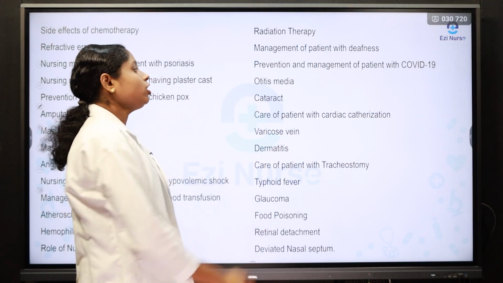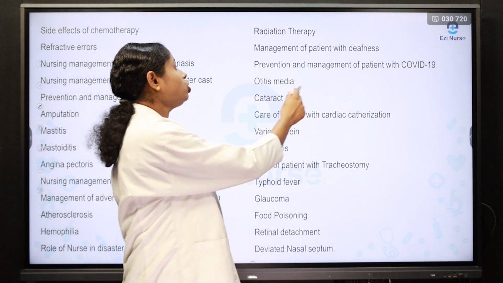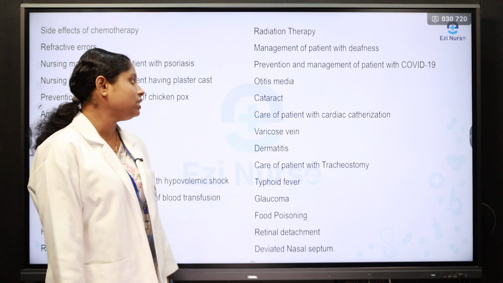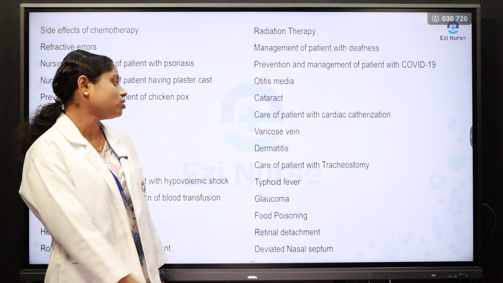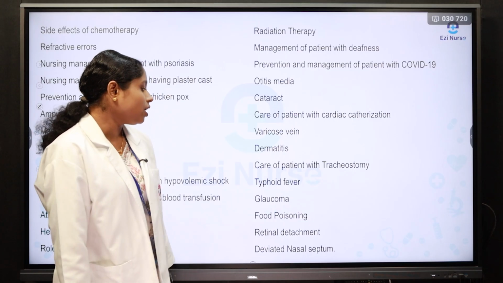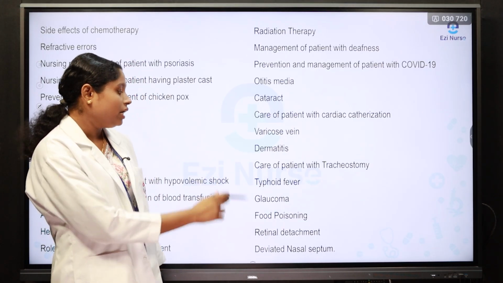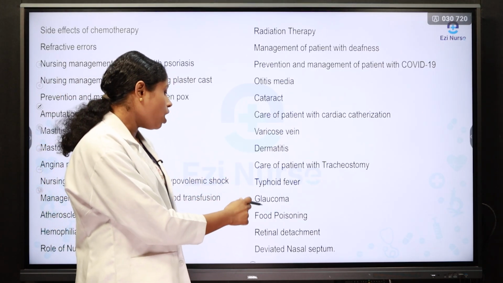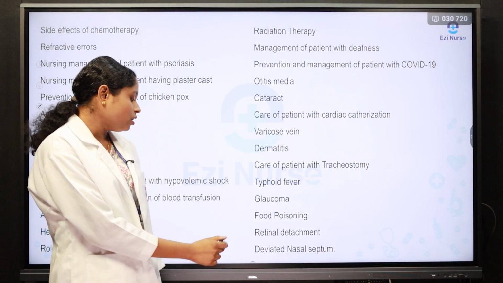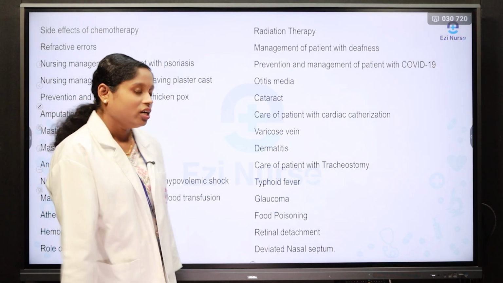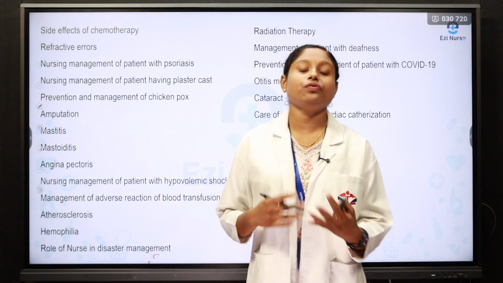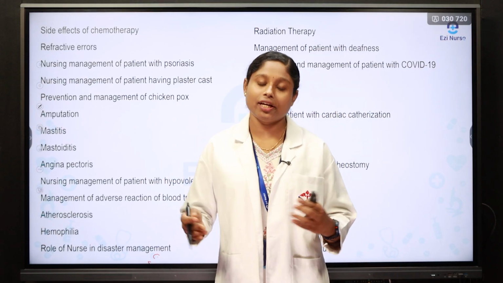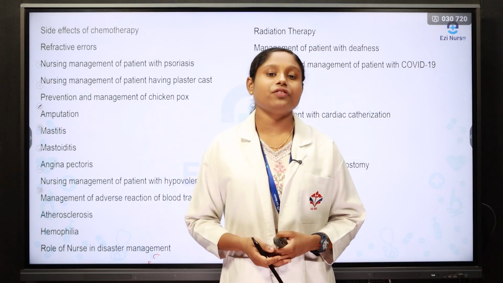radiation therapy, management of patients with deafness, prevention and management of patients with COVID-19, otitis media, cataract, care of patients with cardiac catheterization, varicose vein, dermatitis, care of patients with tracheostomy, typhoid fever, glaucoma, food poisoning, retinal detachment, deviated nasal septum. So when you study all these questions, you will cover most of the syllabus from medical surgical nursing. So I hope everyone understood.